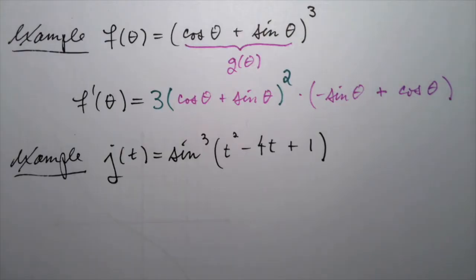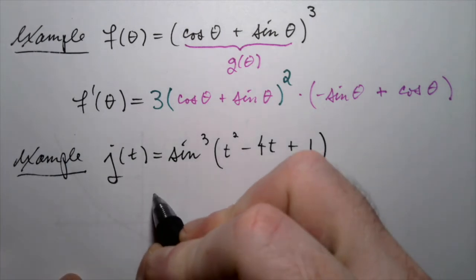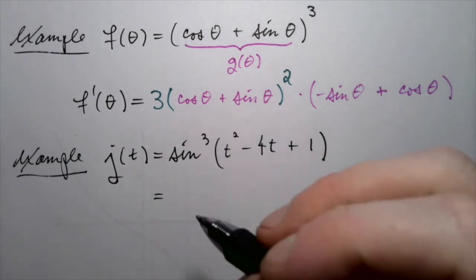Next example, let's take the derivative of j of t. T is the input variable, j is the name of the function, and the function is sine cubed of t squared minus 4t plus 1. There's a lot going on here. This is a complicated function.